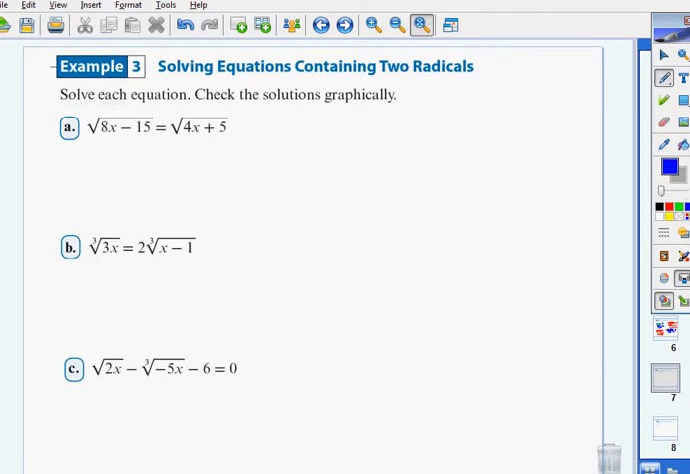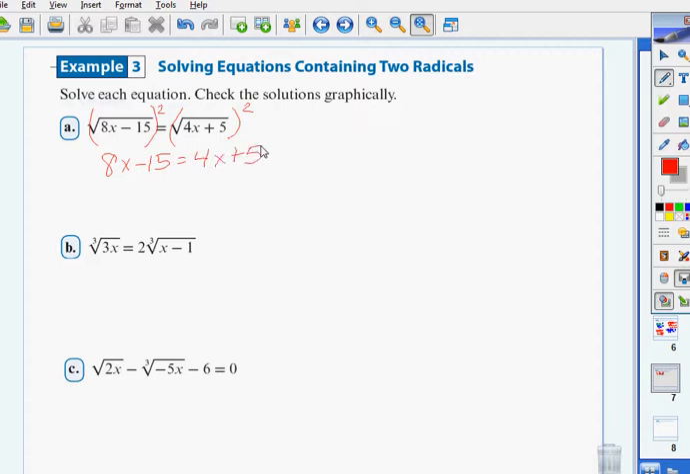So for the third example here, solving equations containing two radicals, the first one's pretty easy because you see we can just square both sides, right? Okay, let's do that. Just square both sides and see what you come up with. You guys work at your seats while I work it here. So it's going to be 8x minus 15 equals 4x plus 5.